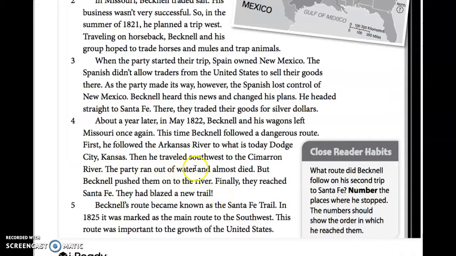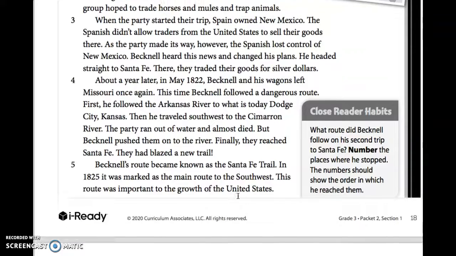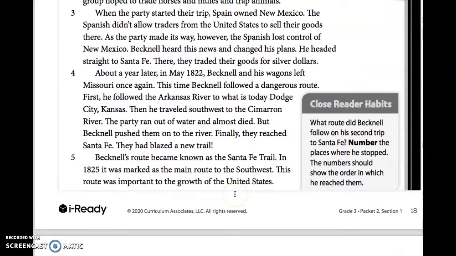So look, they almost ran out of water. That was a big, wow. And last paragraph. Becknell's route became known as the Santa Fe Trail. In 1825, it was marked as the main route to the southwest. This route was important to the growth of the United States.